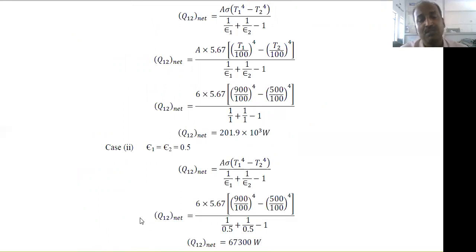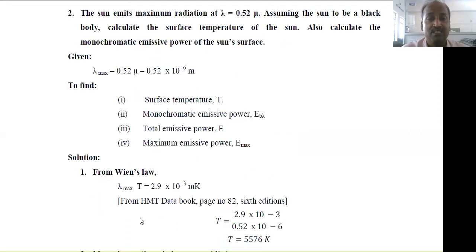So these are simple questions, but you have to remember that you have to go search the heat transfer data book for certain values. Now we will take the second problem.